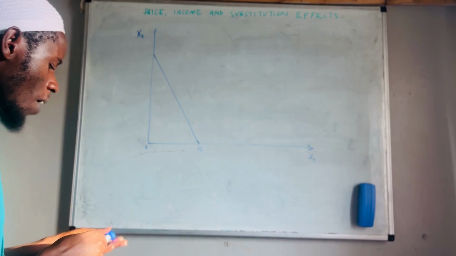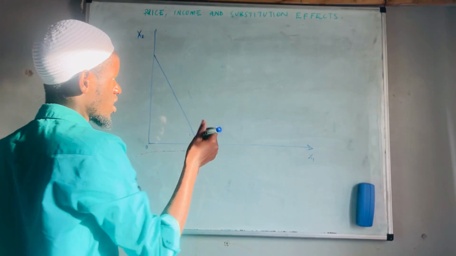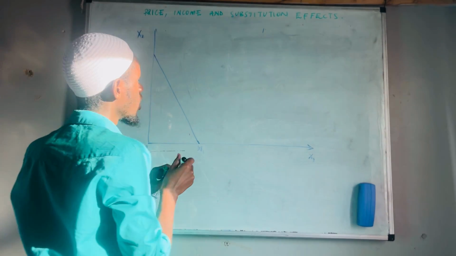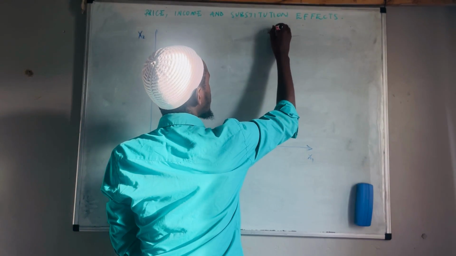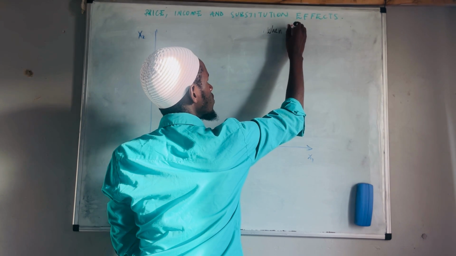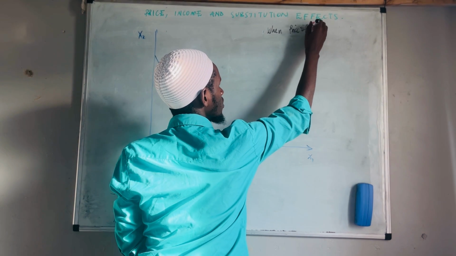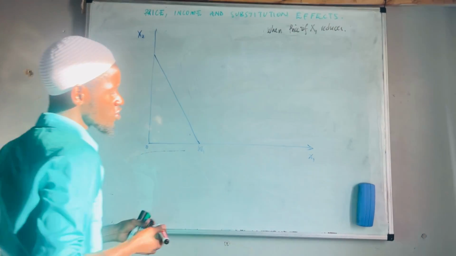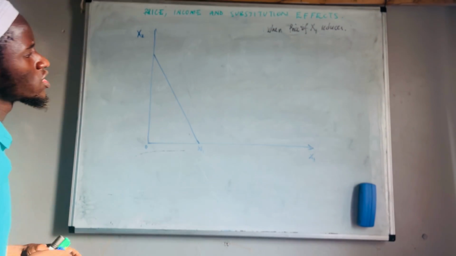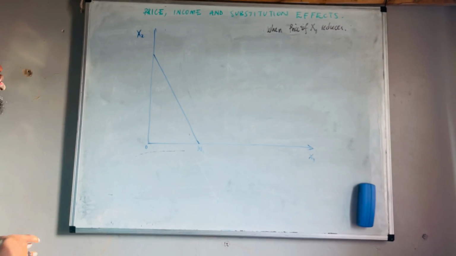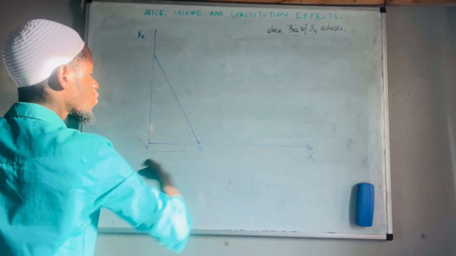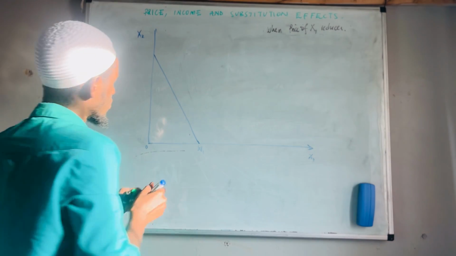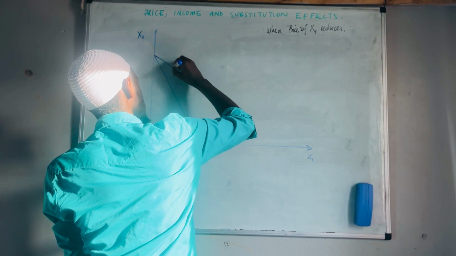Now this happens when the price of X1 reduces. When the price of X1 reduces, what will happen? This will lead to a change in slope of the budget line, and then the budget line will shift outwards. So it will tilt outwards. Therefore, this will lead to the formation of my new budget line, coming outwards like this.